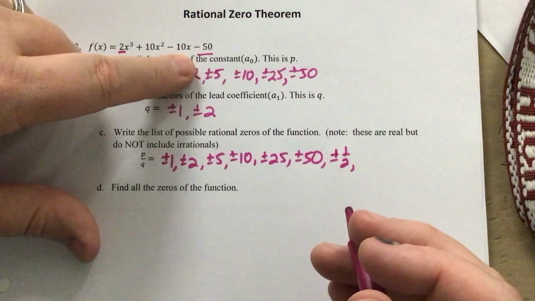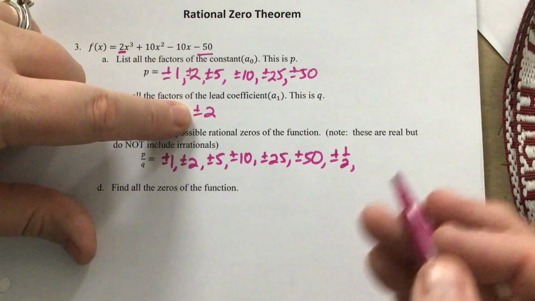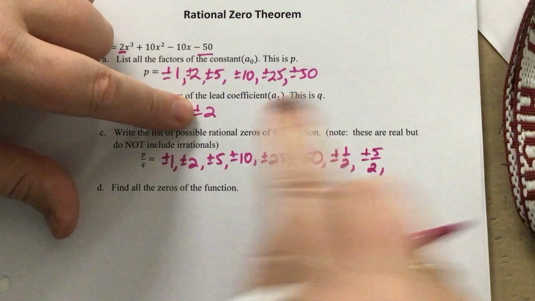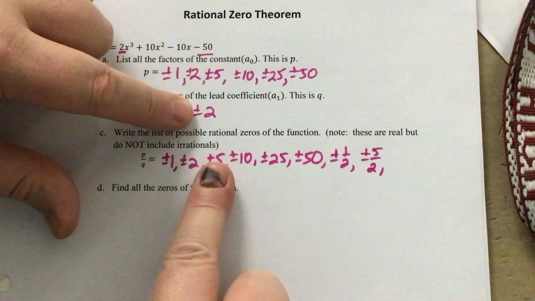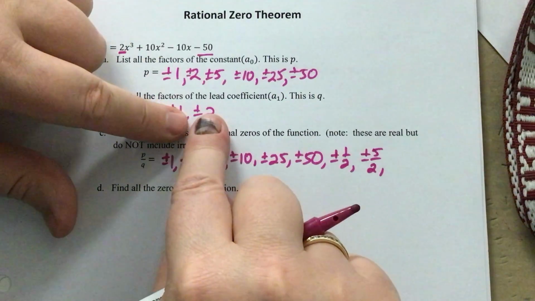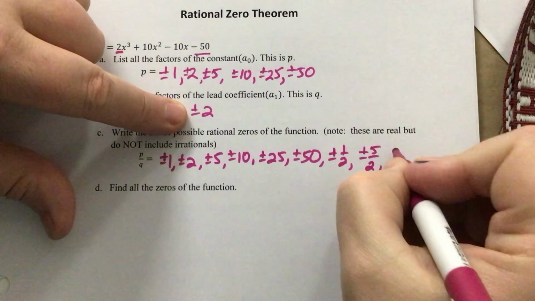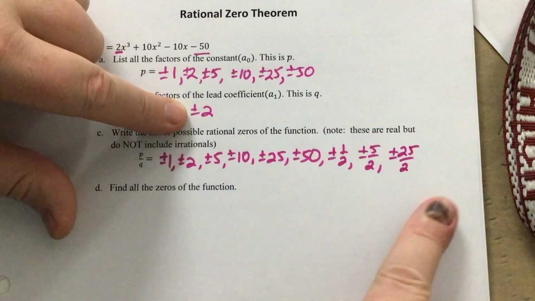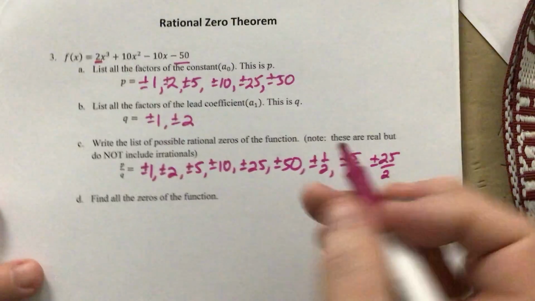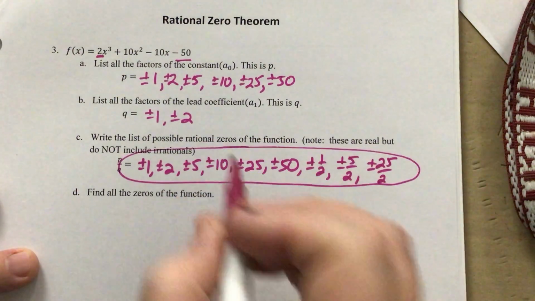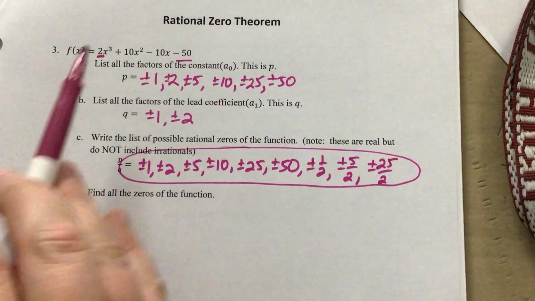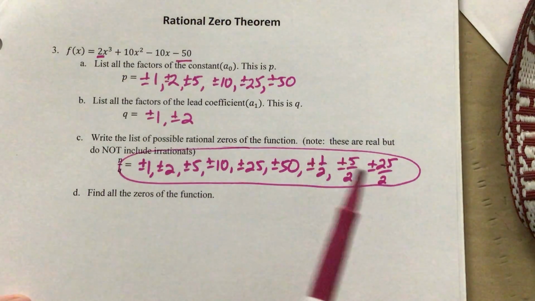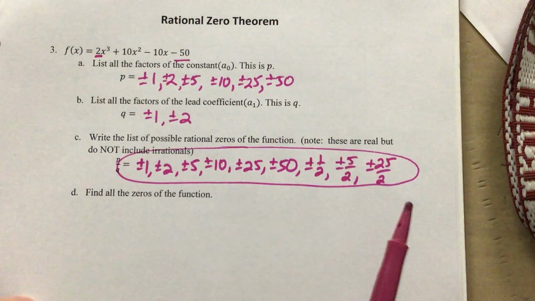Okay, next I'm going to put 5 over 2. Do I have that one down already? Nope. Okay, 10 over 2. What's 10 over 2? 5. I got that one listed already. 25 over 2. Is that one down here? Nope. Plus or minus 25 over 2. And then 50 over 2. Is that one listed? Yep. Okay, so these are my possible rational zeros. Again, I'm only going to have 3, so these do not all work. But the focus for tomorrow will be, let's test them and find out which ones work.